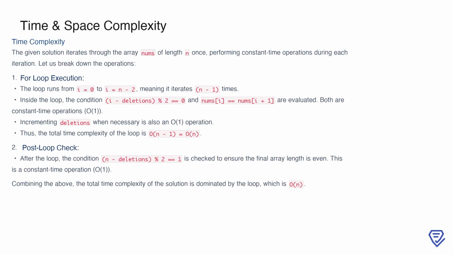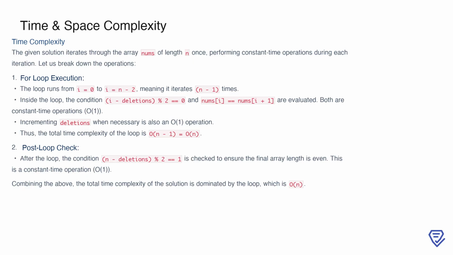To analyze the time complexity of this solution, we start by examining the main loop. The loop iterates through the array nums of length n, running from index 0 to n minus 2. This means the total number of iterations is n minus 1, which is linear in terms of the size of the input.